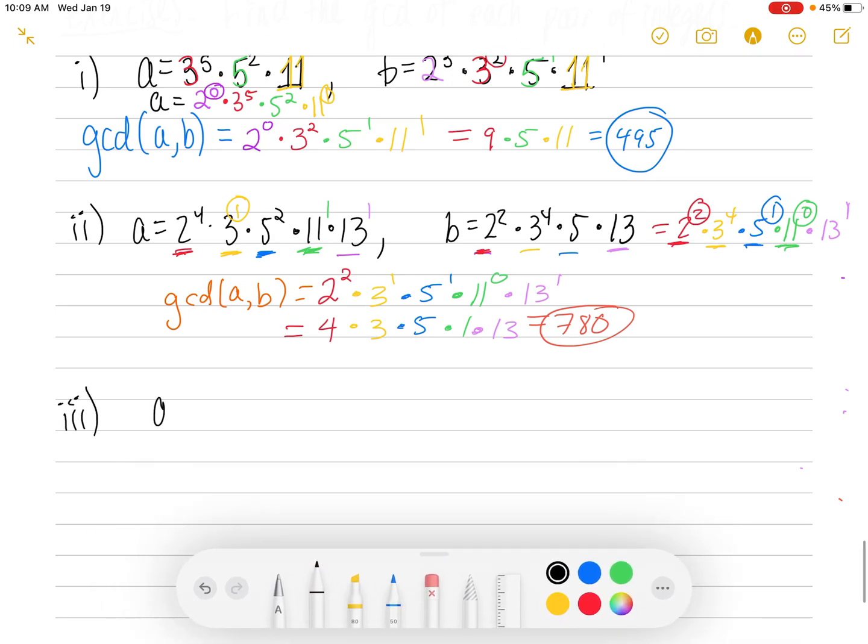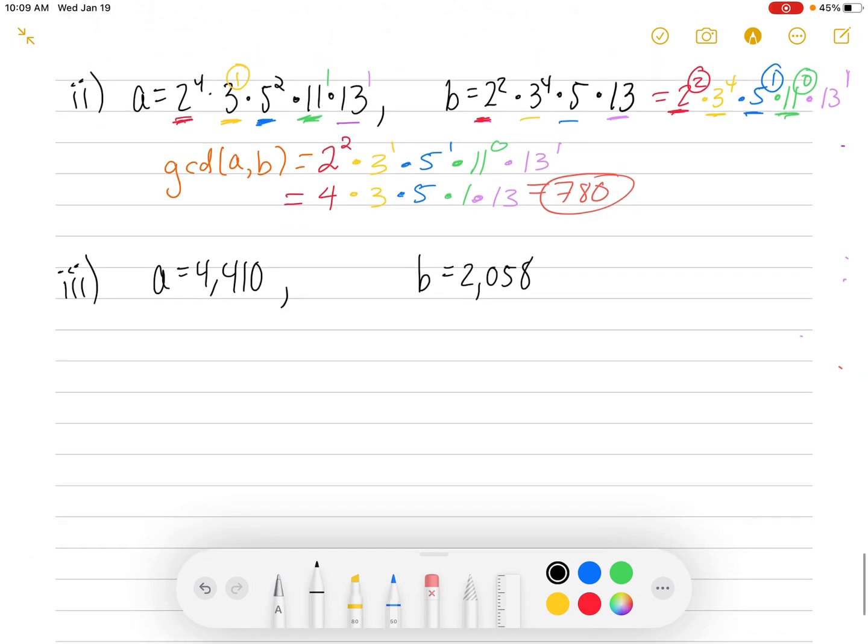All right, this last one, number 3, here we go. We have A is 4,410. We have B is 2,058. Well, unfortunately, this one is not factored for us, so we're going to have to do a little factoring. So I'm going to factor 4,410. It's divisible by 2. 4410 divided by 2 is 2205. That's divisible by 5 for sure.